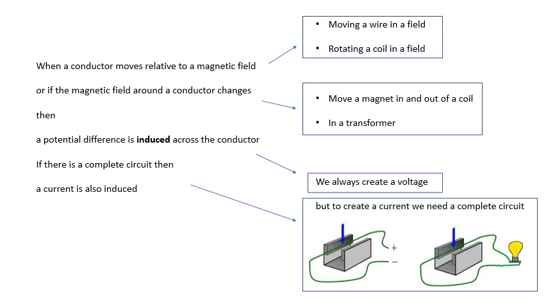Now, we always get a voltage, we don't always get a current. To get a current, you need a circuit. So if you look at the diagram, without the bulb there, there's no circuit. We get positive, negative, we get the voltage. When the bulb is there and we have a circuit, then we also get a current. You can have a voltage without a current, but you can't have a current without a voltage. So it's quite a mouthful, there's a lot to it, but that is the generator effect.